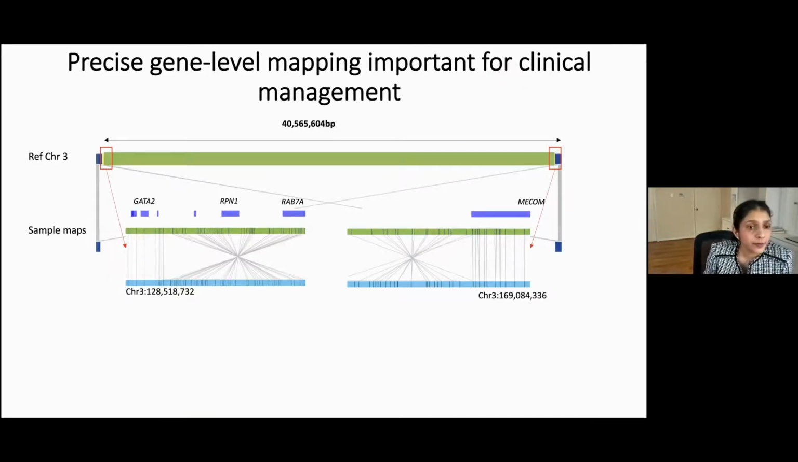Now, the OGM is also able to clearly detect and map out the inversions, and here it's able to map it out at the gene level. This was an example of MDS with inversion of chromosome 3 that involves the MECOM or the EVI1 rearrangement, which is considered a poor prognosis. Now, this level of gene detail essentially nullifies the need for an additional FISH assay to confirm the involvement by MECOM.